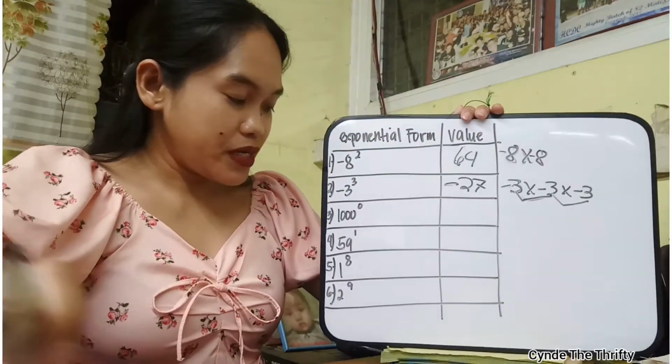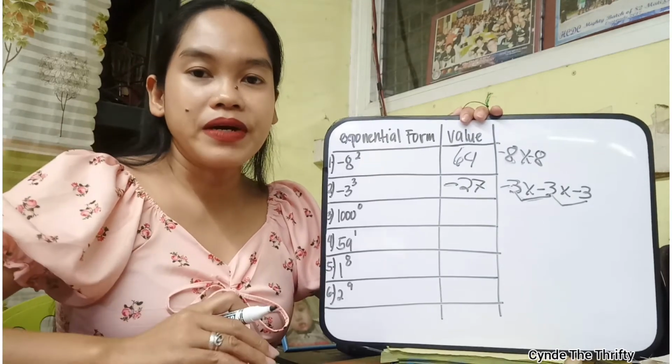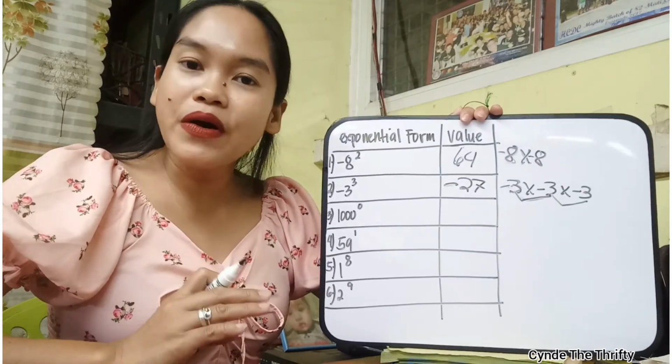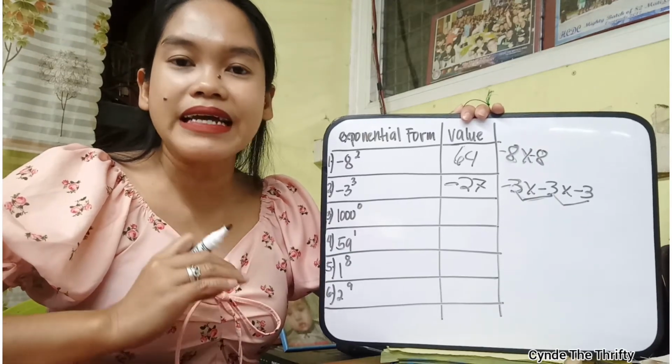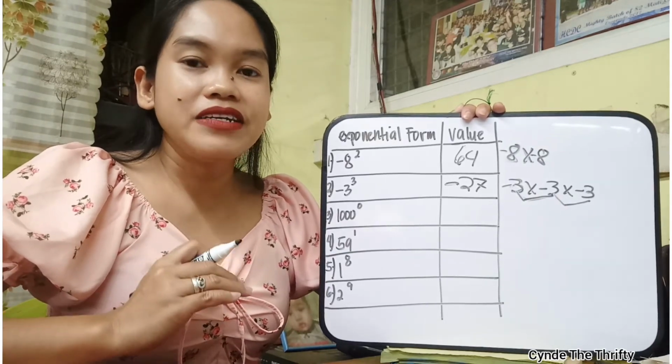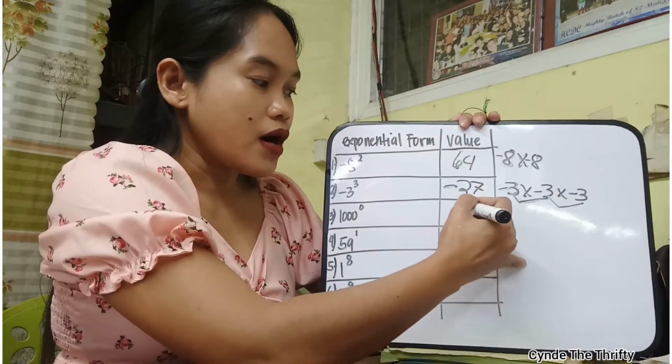Now, let's go to number 3. 1,000 raised to the power of 0. Napag-aralan natin na kapag 0 ang kanyang exponent, automatically ang kanyang value is kahit na ano pa yung base niya, kahit gaano pa yan kalaki, ang kanyang value still is 1.